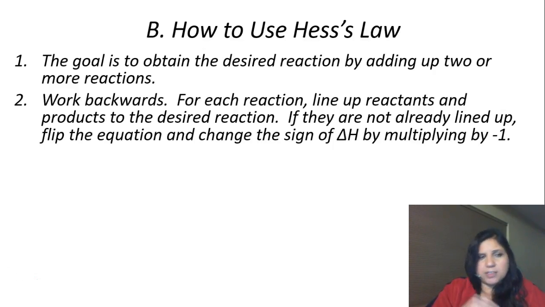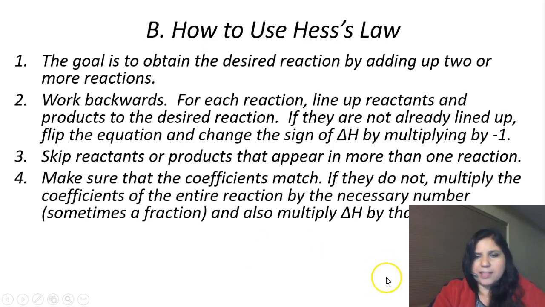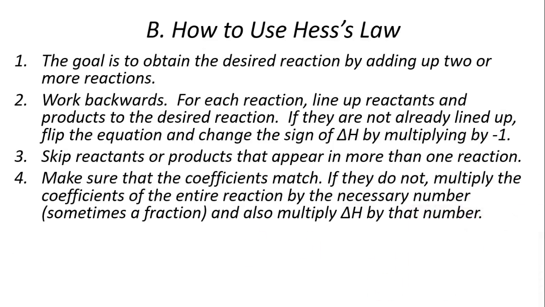If we have to change it, if it's not already lined up, what we'll do is we'll flip the equation by multiplying by -1. I'll show you. That'll make hopefully more sense later. If you have something that is a reactant or a product and it appears more than once in a reaction, so you see it all over the place, do not mess with it. Leave it for the end and usually just cross your fingers that it will work its way out. So you won't have to deal with it, and if you move everything else, then hopefully it'll balance on its own. All right, and then the last step here is make sure that the coefficients match.